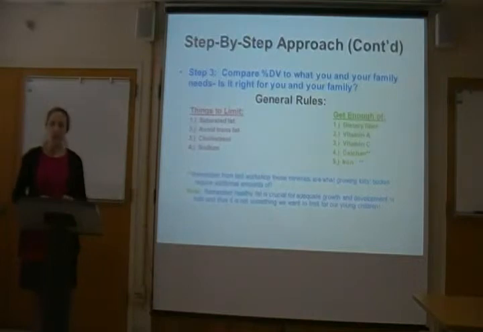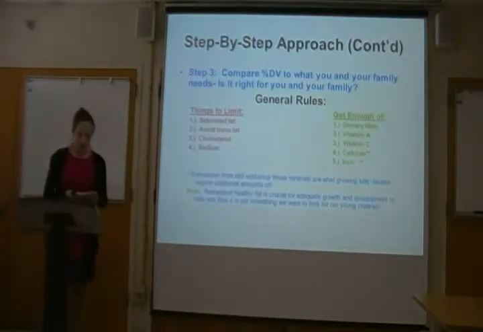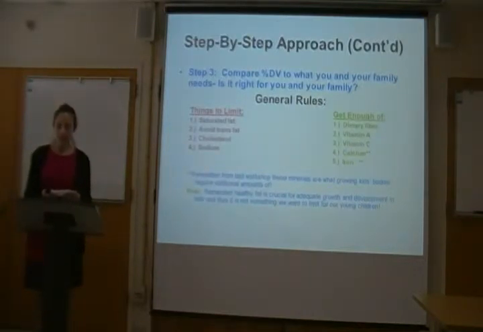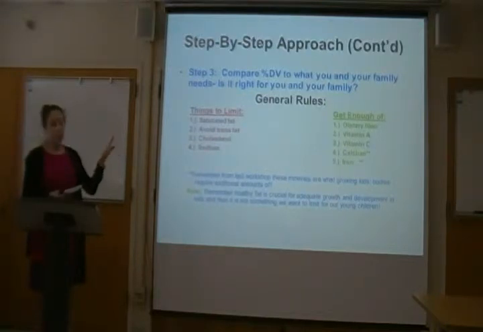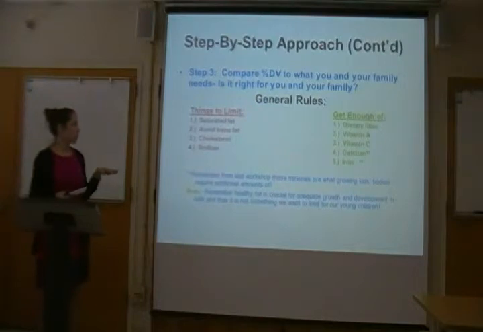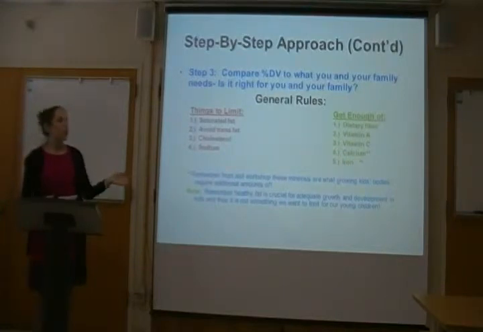Okay, so finally, step three. At this point, you want to compare the percent daily value to what you and your family need so that you can decide whether this particular food item is a good choice for you and your family. Generally speaking, things to limit would include saturated fat and trans fat. Trans fat, you want to avoid altogether as much as possible, and then cholesterol and sodium. Things to ensure that you and your family are getting enough of would include dietary fiber, vitamins A and C, as well as the minerals calcium and iron.